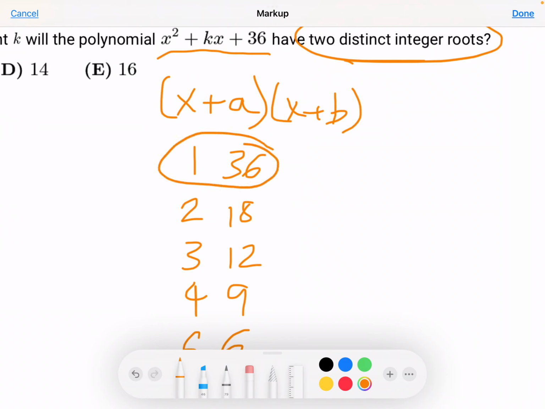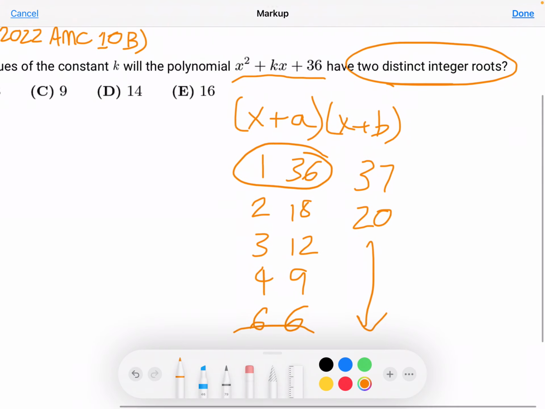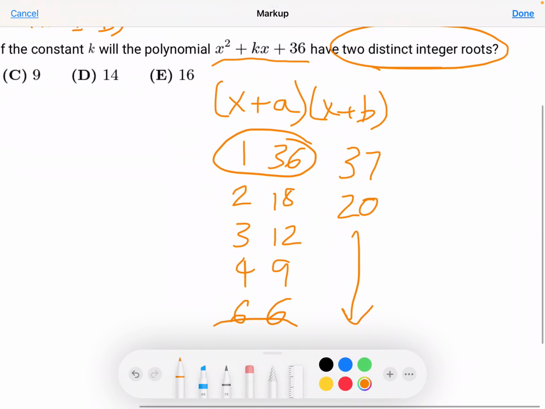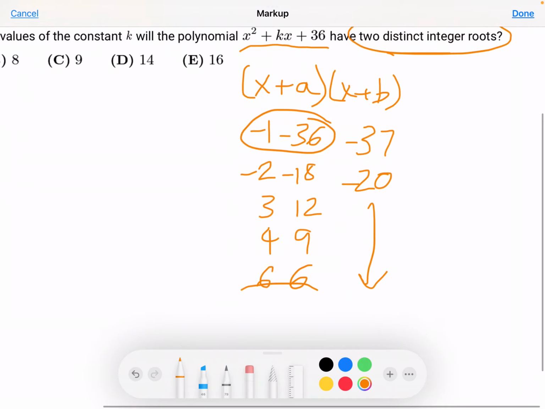And when a and b are 1 and 36, then k would be 37. With 2 and 18, the sum would give us 20, and so on and so forth. But it's also important to think about the negative factors of 36. So we could have negative 1 and negative 36, which would give us negative 37 for k. That would be negative 2 and negative 18, negative 20, and so on and so forth.